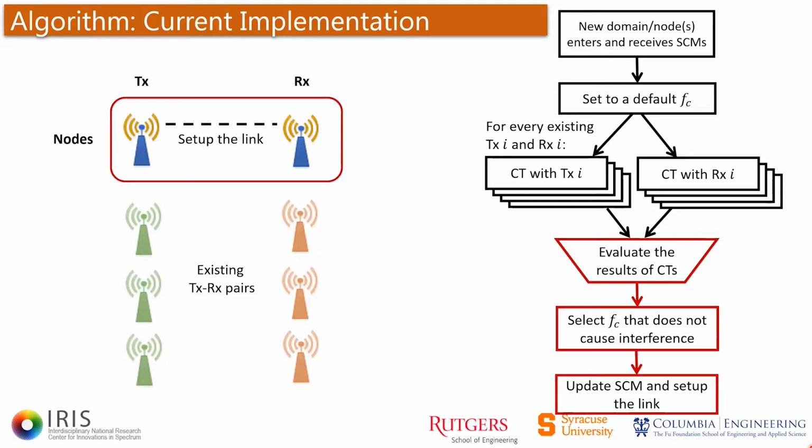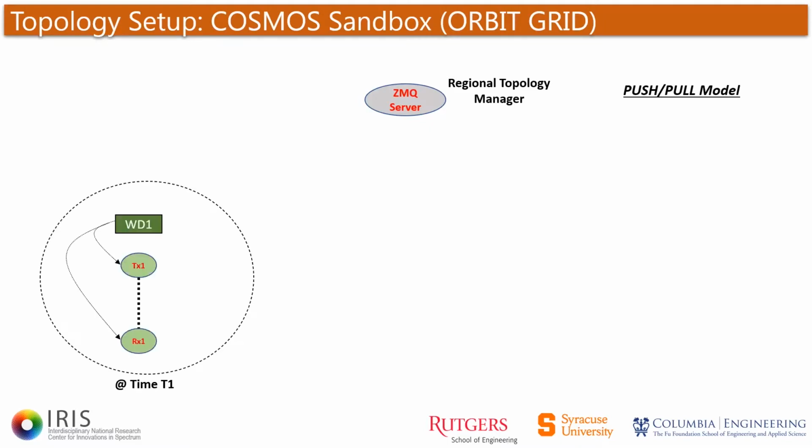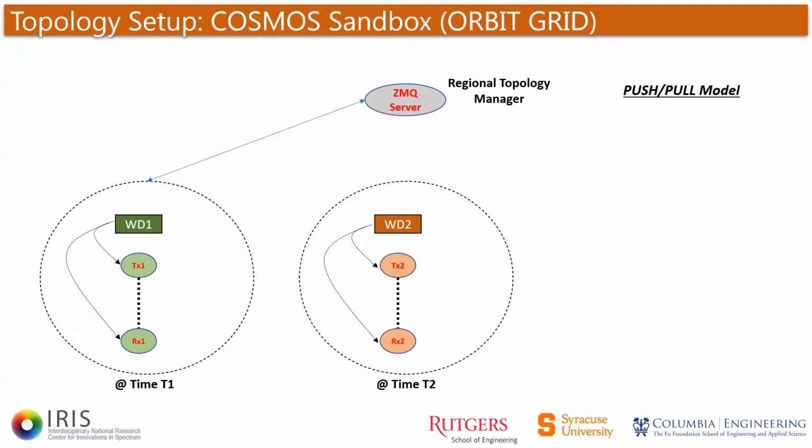Now, Prasad will discuss and show a demo of the implementation of cooperative DSA on Cosmos based on the elements presented so far. We have a ZMQ server, which acts like a regional topology manager, maintaining the list of wireless domain controllers in the system. The messaging is performed through a push-pull mechanism. At time t1, wireless domain 1 enters the system and registers with the ZMQ server. Since it is the only domain in operation, the nodes in the domain can confidently set up the communication link using the default parameters.